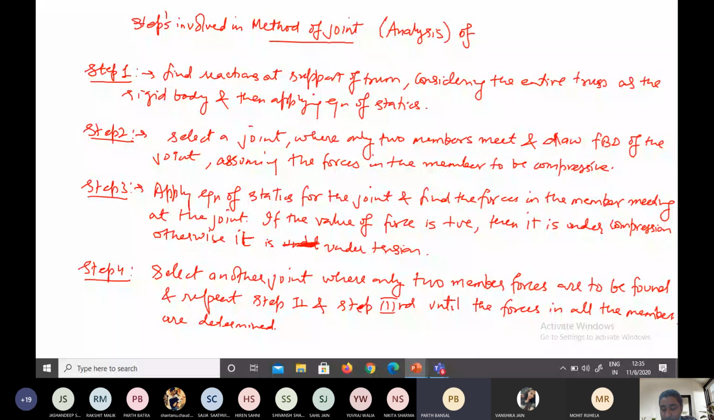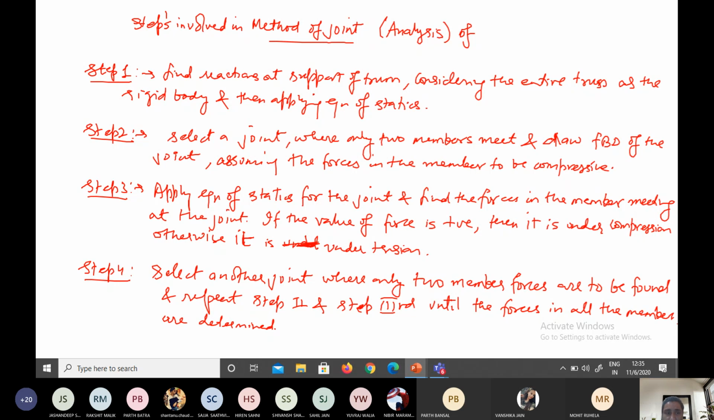Yes, sir. Students, step number one is clear. Now come to step number two. Step number two says that select a joint where only two members are meeting. Means if you have a number of triangular trusses, means there are a number of members, then you have to select that particular joint where only two member forces are meeting. You don't go for three members or four members earlier.